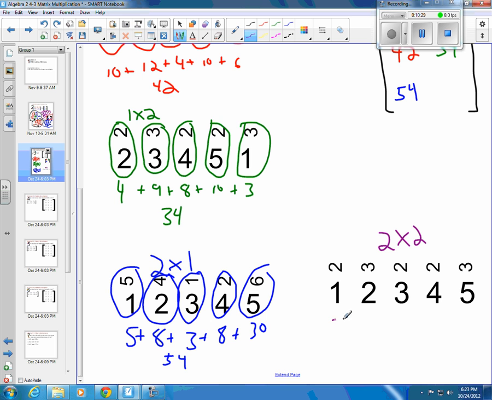So 1 times 2 is 2, 3 times 2 is 6, 2 times 3 is 6, 2 times 4 is 8, and 3 times 5 is 15. Then just add them all up.